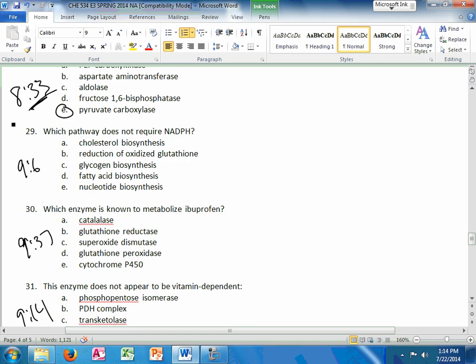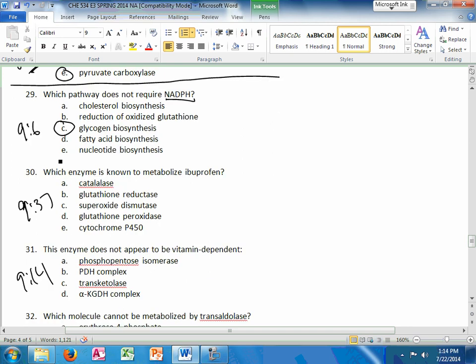All right, I'm going to go quickly through the last unit. The pathway does not require NADPH. It's glycogen biosynthesis. Metabolizing ibuprofen is cytochrome P450. It's found on the very last slide.